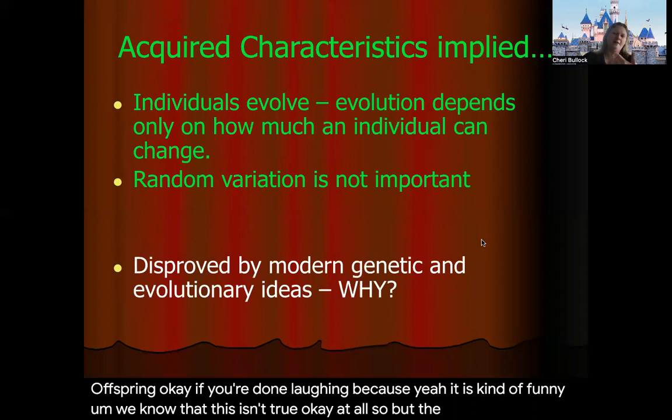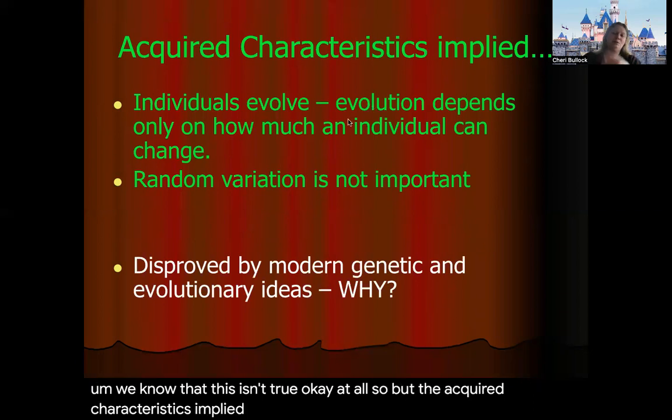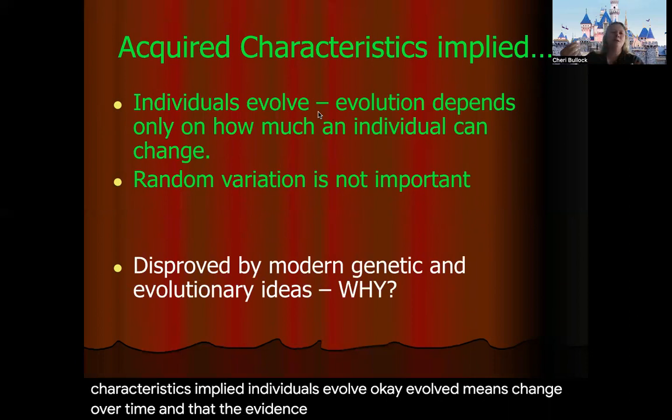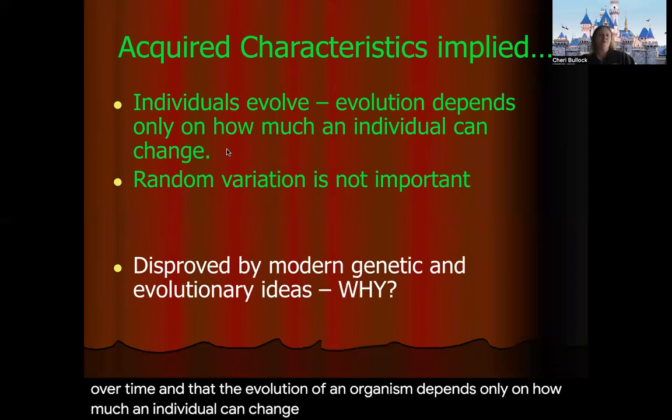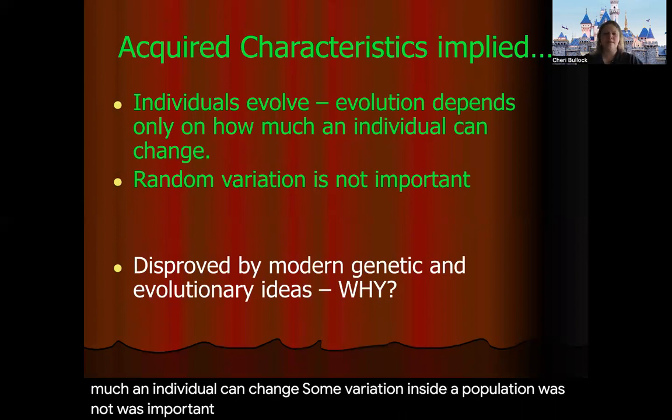But the acquired characteristics idea implied that individuals evolve, okay? Evolve means change over time, and that the evolution of an organism depends only on how much an individual can change. Lamarck didn't think that random variation inside a population was important. He said that didn't have anything to do with anything.